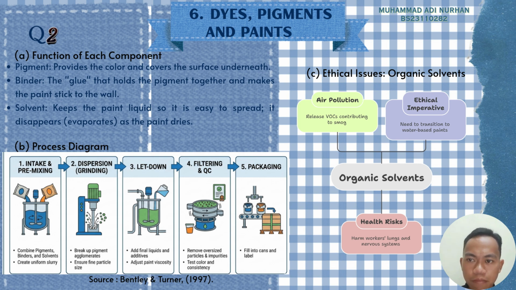Beyond the technical steps, we must also address our professional responsibility regarding organic solvents. Traditional solvents release volatile organic compounds, or VOCs, which contribute to smog and pose serious respiratory risks to workers and painters. As future industrial chemists, our ethical duty is to lead the industry away from this solvent-borne system and toward water-based paints that protect both human health and the environment.